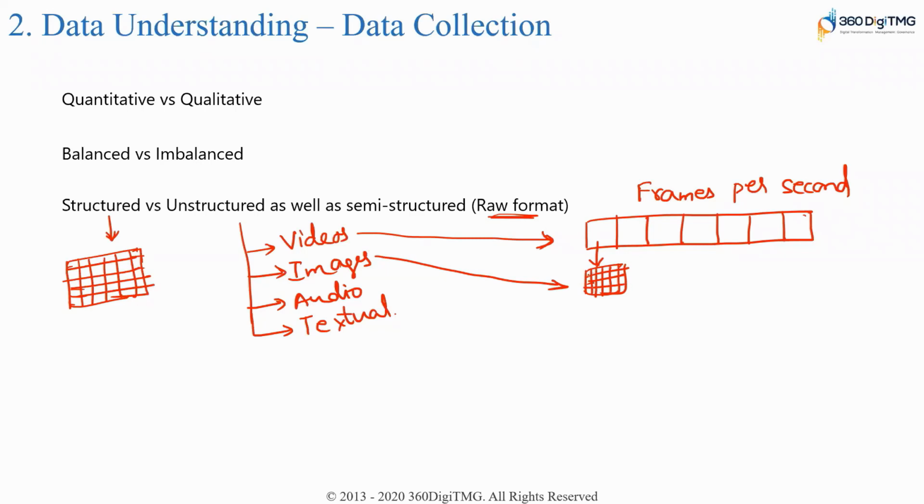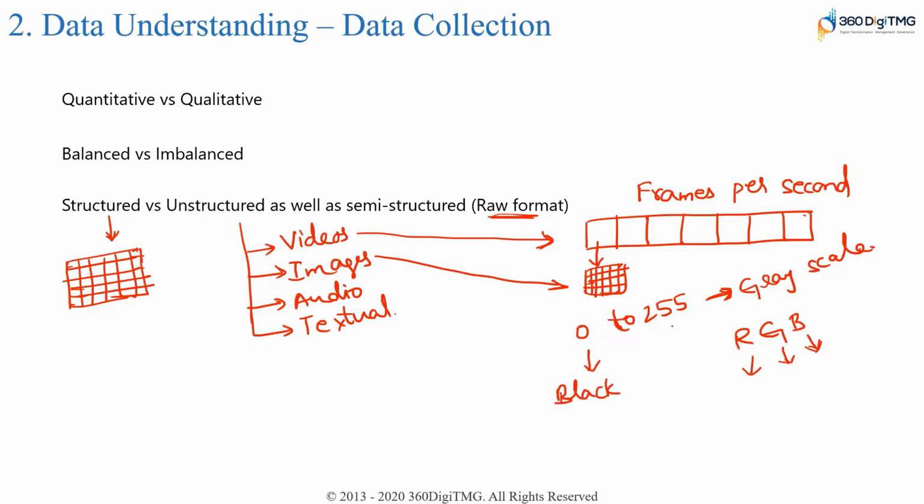pixel values, and pixel values range from 0 to 255 if it's a grayscale image. Even if it is a color image, when you say it's an RGB image, when you look at only the red channel or green channel or blue channel, it is as good as looking at a grayscale image. Okay. Now, 0 means black. 255 means white.